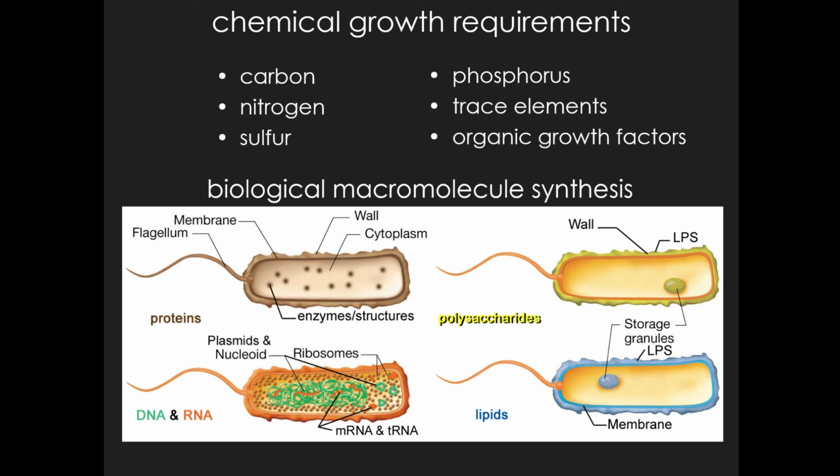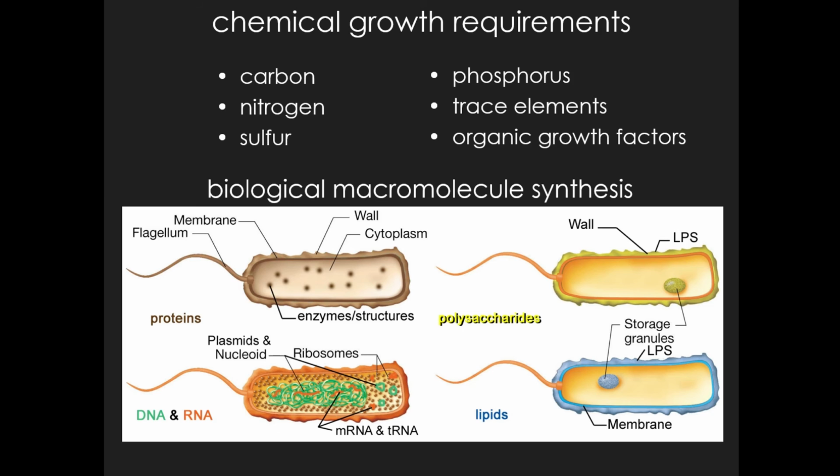Cells, just like your cells, also require vitamins and minerals. Trace elements are the vitamins that are required by a particular microorganism, and organic growth factors are the minerals that are required by these organisms. So as you can see here, they require proteins both for their flagella, their membrane proteins, their channel proteins, pumps, and all that sort of stuff, receptor proteins. The cell wall has a protein component. There are proteins in the cytoplasm.